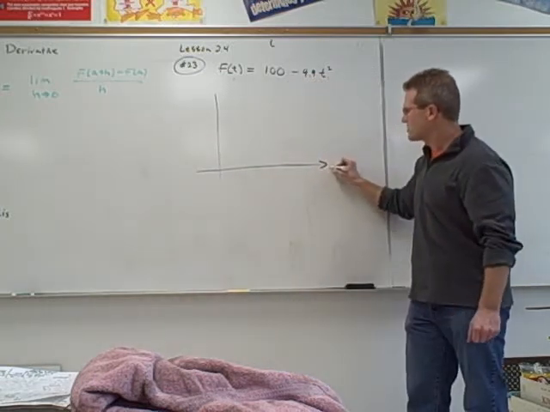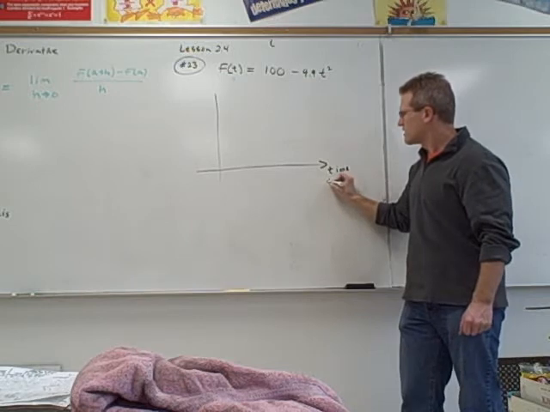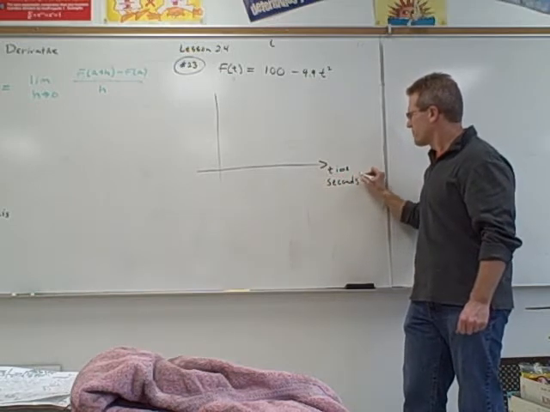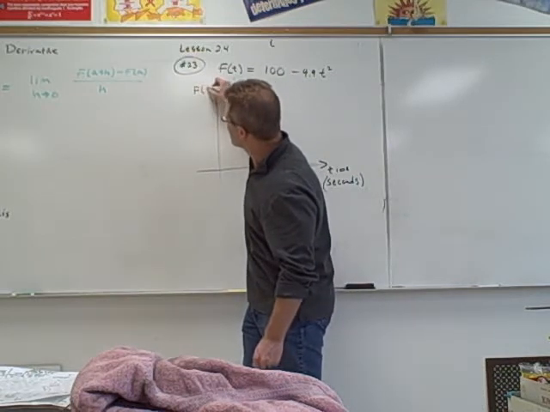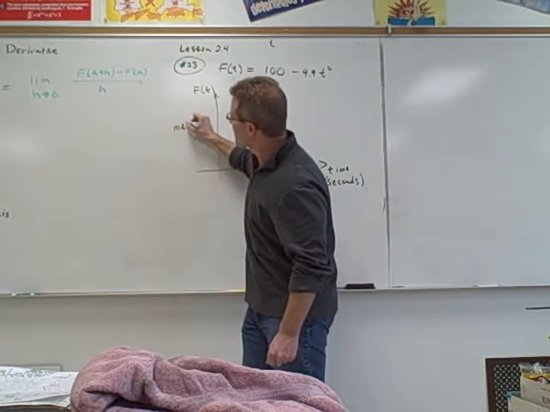So our t-axis is the horizontal axis. That's in seconds. Our vertical axis is our f of t axis. That's in meters above the ground.